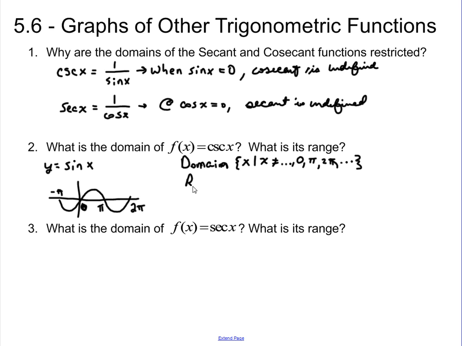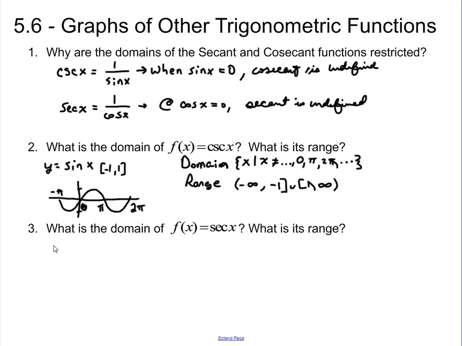And of course, for the range, since we're talking about the reciprocal of the sine function, the sine function had a range that went from -1 to +1. But cosecant is the reciprocal of that. So cosecant can't include anything between -1 and +1. So for its range, it would go from negative infinity to -1, including -1, but not include anything between -1 and +1, and then go from 1 to infinity.